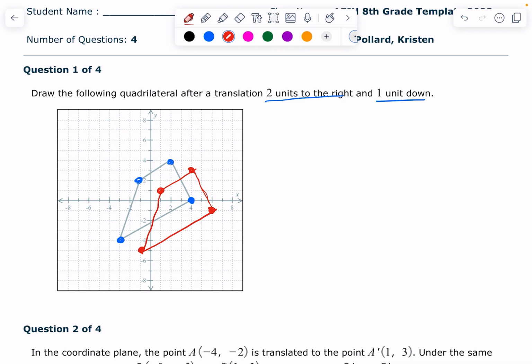So I translated the shape. I moved it somewhere else. The shape stayed the same size and the same shape. It's just in a different location.